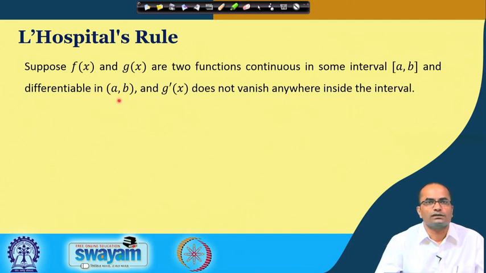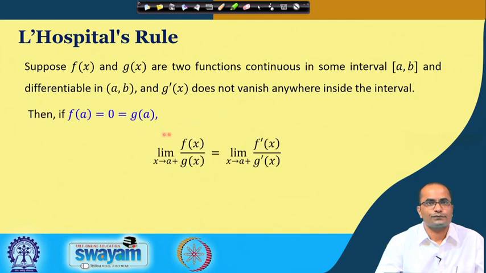So, what is this? Let us go through it. Suppose f x and g x are two functions, continuous in the closed interval a b and differentiable in the open interval a b, and g prime, the derivative of g, does not vanish anywhere inside the interval. All these conditions are the conditions of the Cauchy mean value theorem, or the generalized mean value theorem, we have just seen today.